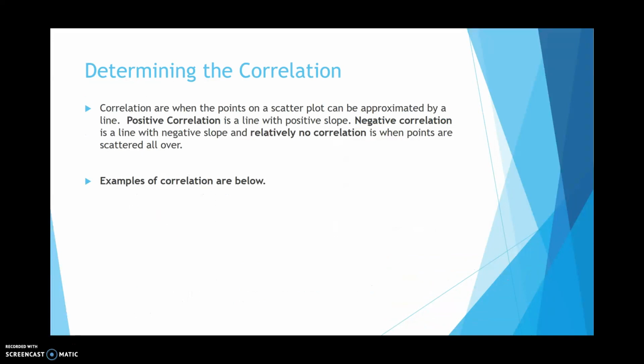Along with graphing and finding an equation, we are going to look at some questions when we're determining the correlation. Think of correlation as connected to slope. Correlation is when the points on a scatter plot can be approximated by a line. Positive correlation is a line representing a positive slope. Negative correlation is a line that represents a negative slope. And relatively no correlation is when points are scattered all over the graph. Below here I have some examples of what that looks like.